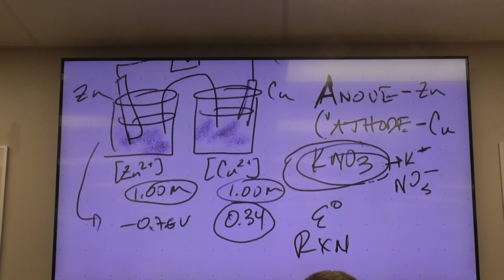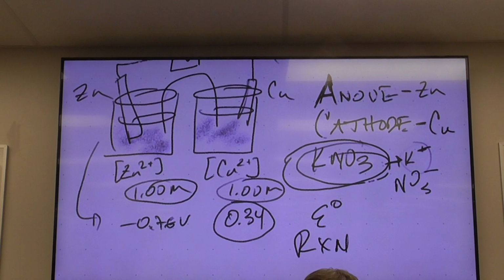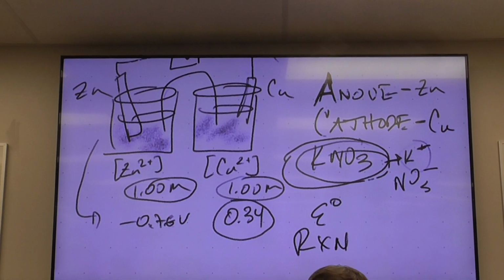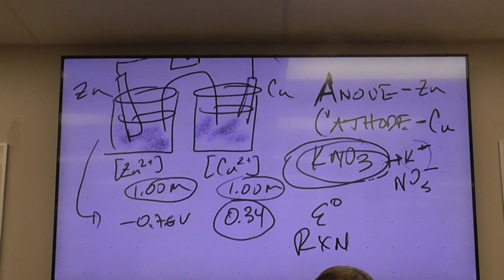So, with the potassium nitrate, where are the potassium ions going to go? Are they going to go towards the copper, or are they going to go towards the zinc? Copper. Why? Cations go to the cathode. Why? Because you're losing cations. What's the function of the salt bridge? To make it neutral. Maintain neutrality. It's the Switzerland of the story, right?